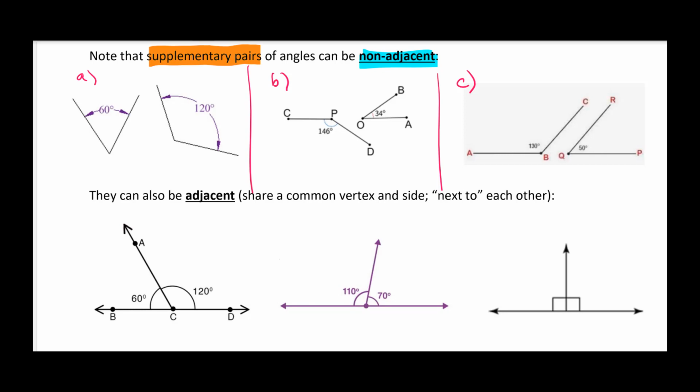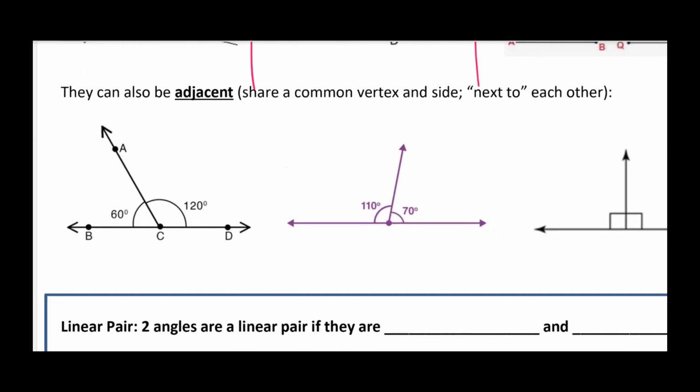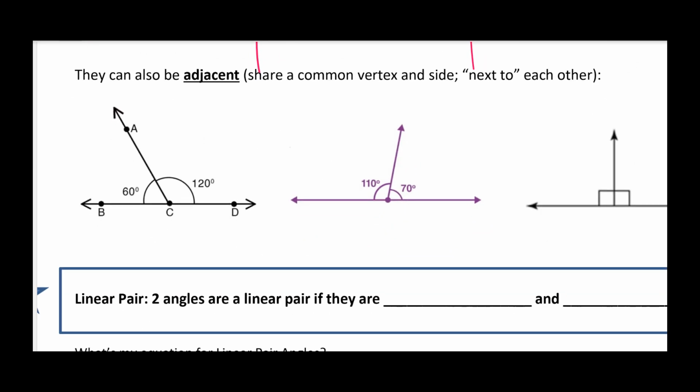Now, similarly to that, we can have angles that are next to each other. They share a common vertex and a common side. So let's take a look at these 3 examples here. And again, I'll label one A, one B, and one C. So when we look at that, they do share a common vertex, all right? The vertex in example A, that's the same for both of them, is right here, point C. And in example B, you can see that vertex is right there.